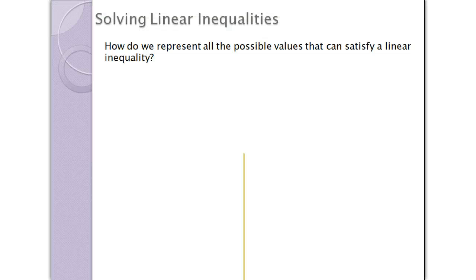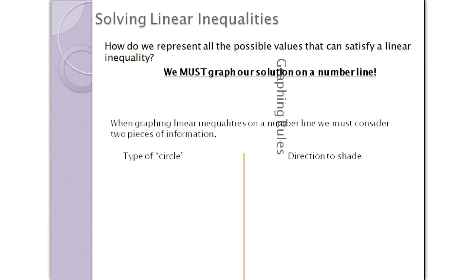So how do we represent all those possible values? Well, we must graph our solutions on a number line. So this is not graphing using slope and all that fun stuff. This is just simply drawing a number line, plotting numbers, and shading accordingly. Now when we draw this number line, there are a couple guidelines we have to follow when we try to plot our solution. The first piece of information we have to consider is the type of circle.